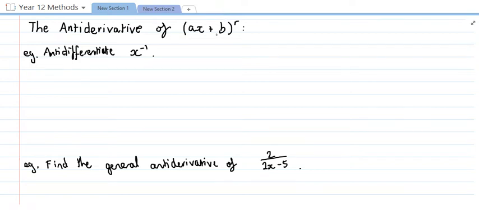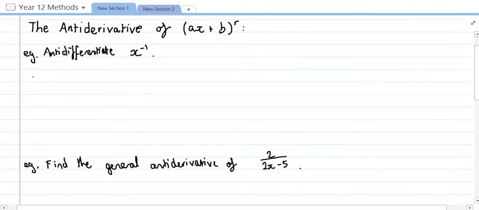Okay, so now we're going to look at the situation when that power is -1, which is a very different situation. Now, to start off with, we'll just do a nice one. So anti-differentiate x to the -1. First thing we need to know is that x to the -1 is the same as 1 over x.